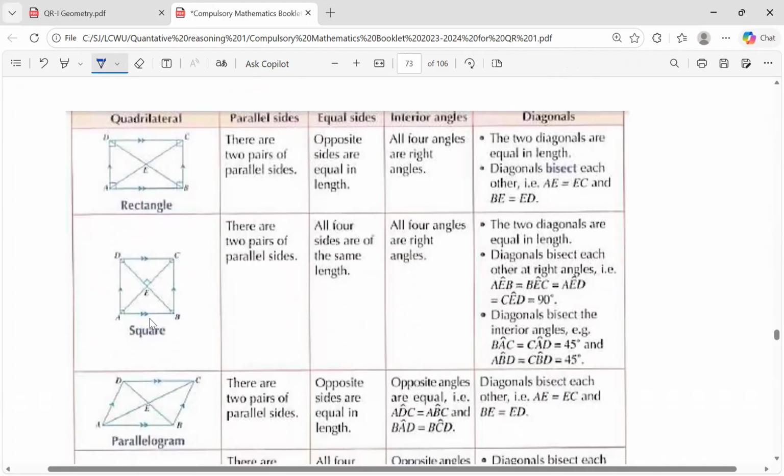First type is rectangle. A rectangle is a four-sided figure, a quadrilateral, whose opposite sides are parallel. Like this side is parallel to this, and this side is parallel to this, and all the angles are right angles. Opposite sides are parallel and equal in length, and angles are right angles. Square: the lengths of all the sides of a square are equal, and the interior angles are right angles.